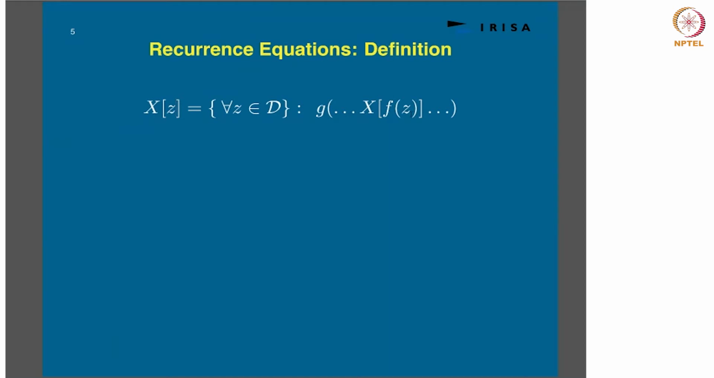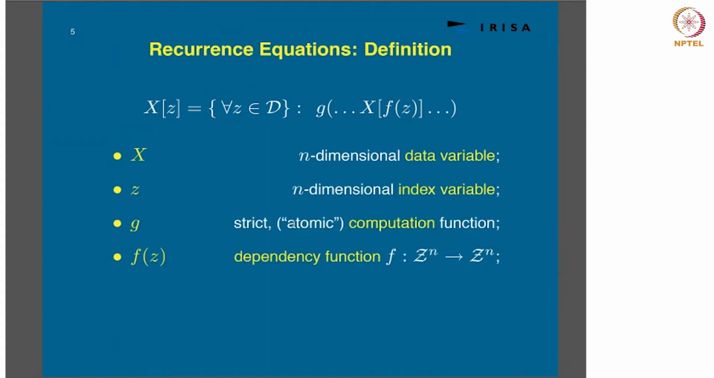And in the simple examples that we saw, this was always a translation. It was just z plus constant. f(z) was z plus a constant vector, right? But in the polyhedral model, it is more general. We are allowed more general dependencies, okay? So here is my definition of a recurrence equation, and the dependence function is some mapping from Z^n to Z^n, okay?